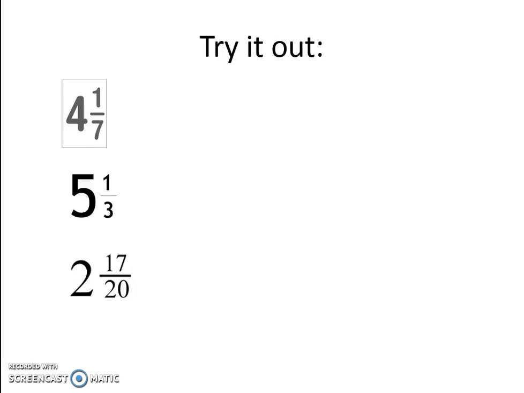So here we go. If I wanted to turn 4 1/7 from a mixed number into an improper fraction, I would take 7 times 4 and then add 1. So 7 times 4 is 28 plus 1 is 29. That becomes my numerator. 7 is my denominator. And that's it. Pause the video and try 5 1/3 and 2 17/20.